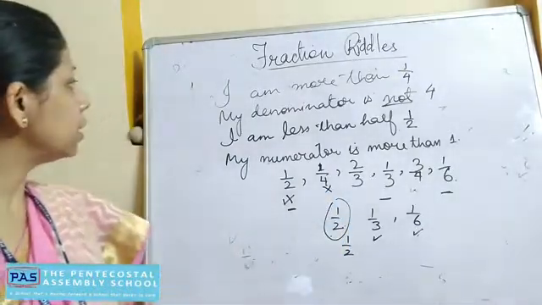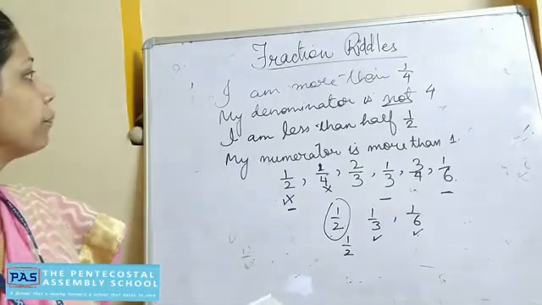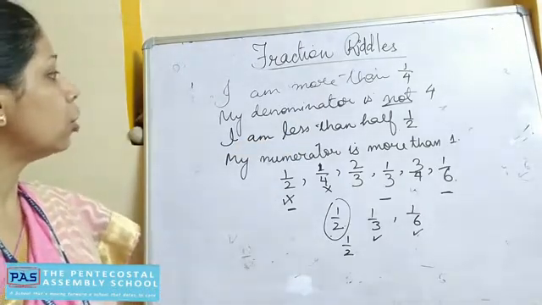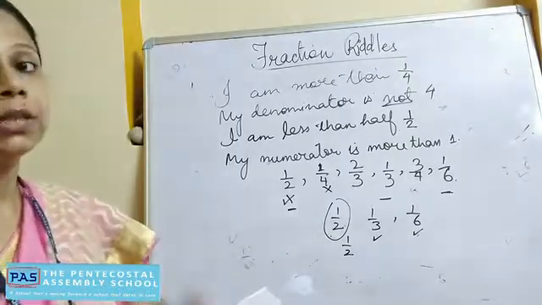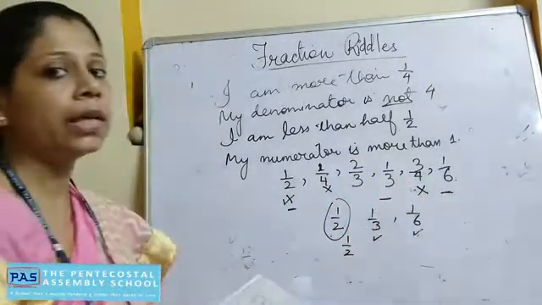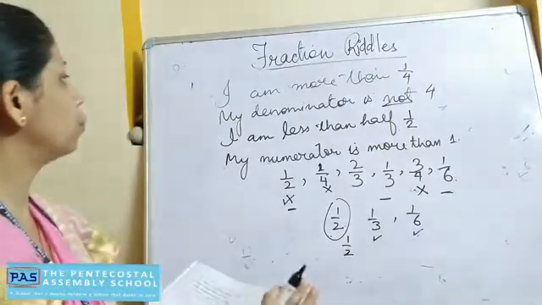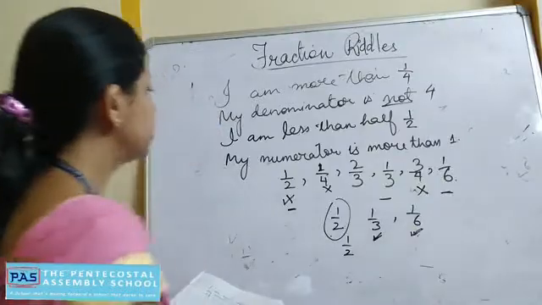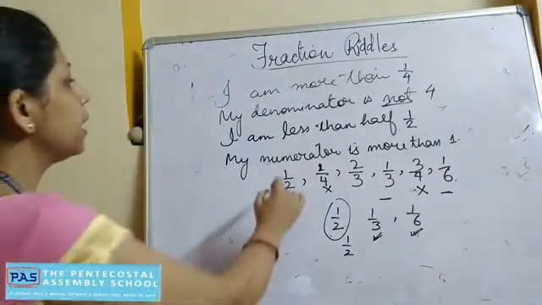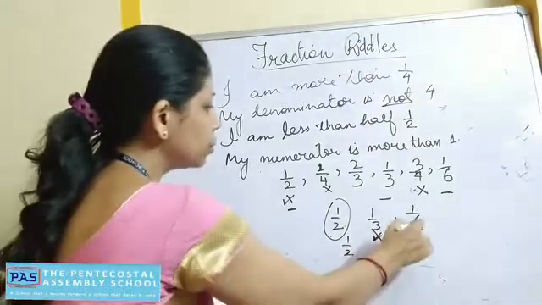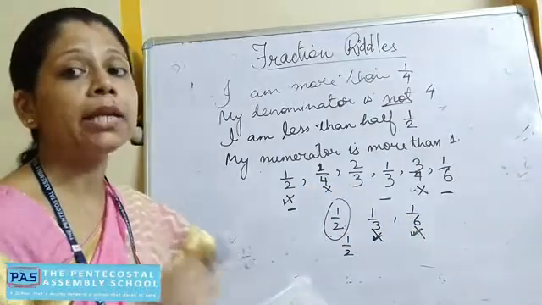But if you see the second condition, it is saying my denominator is not 4. So first let us cross this also, because it is saying my denominator is not 4. I am less than half. So it can be this or this, isn't it? But it is saying my numerator is more than 1. So this and this is also gone.